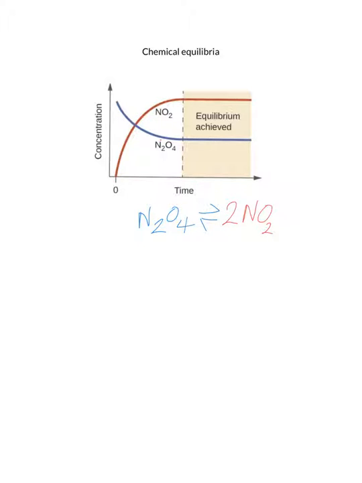When a system is at equilibrium, it does not mean that the concentration of N2O4 and NO2 are the same. However, this means that the rate at which we are forming N2O4 and the rate at which we're forming NO2 are the same. That's what we're going to be focusing on in this chapter.